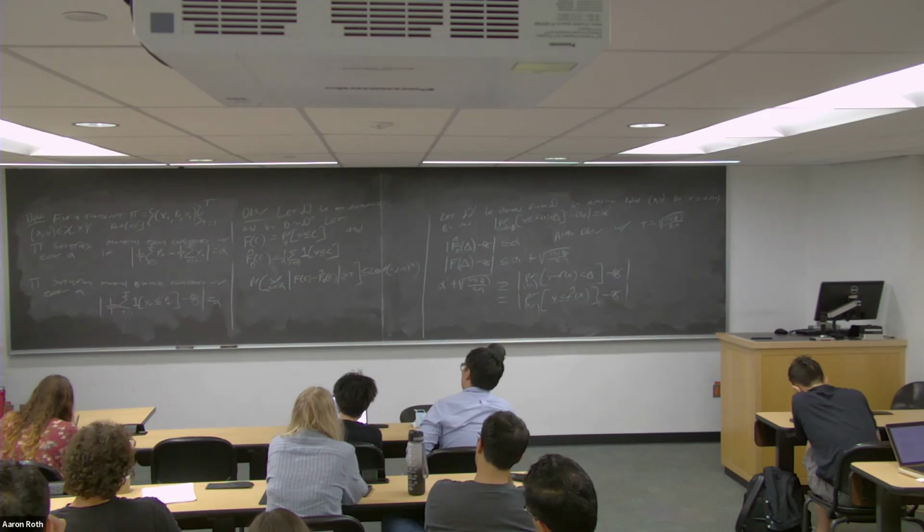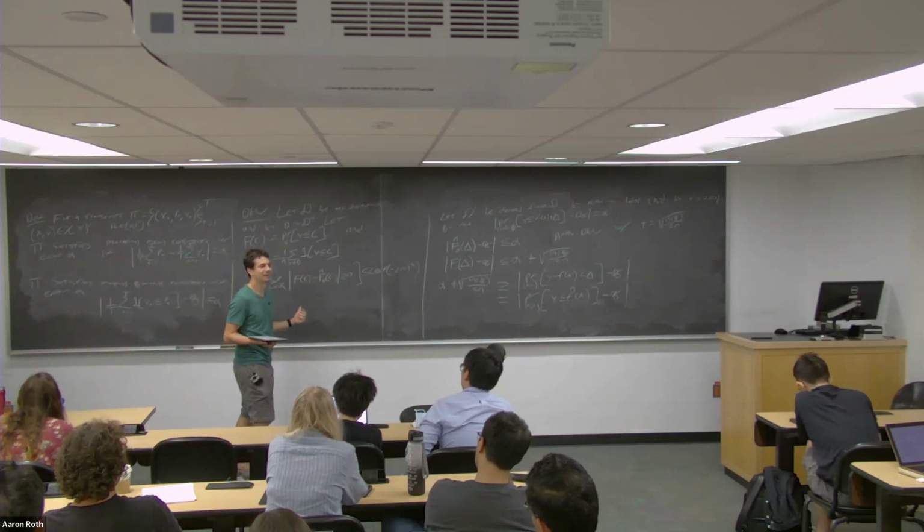Okay, so that sounds kind of hard. Can anyone tell me how to do it for marginal mean consistency? Someone who does not have the notes open in front of them.